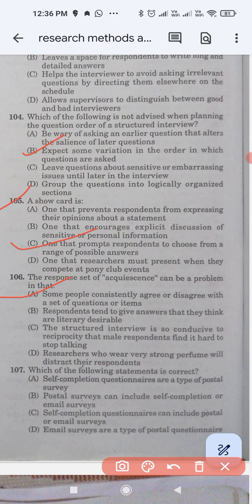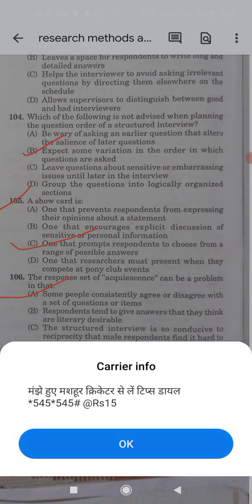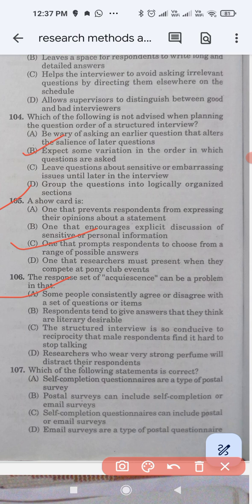Now question number 107, the last question of this part. Which of the following statements is correct? Option A. Self-completion questionnaires are a type of postal survey. Option B. Postal surveys can include self-completion or email surveys. Option C. Self-completion questionnaires can include postal or email surveys. And option D. Email surveys are a type of postal questionnaire. So the correct answer of this question is option A. Self-completion questionnaires are a type of postal survey.